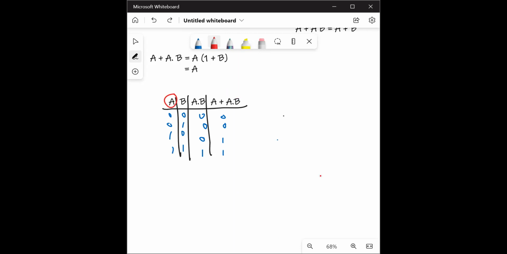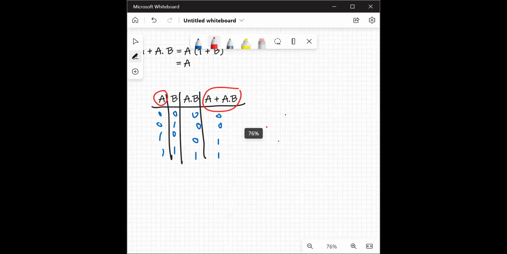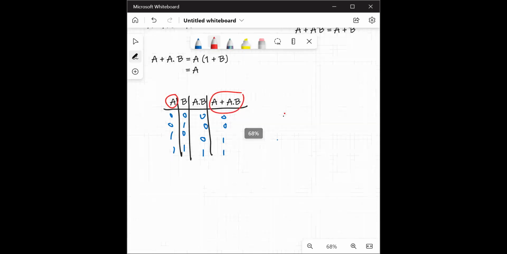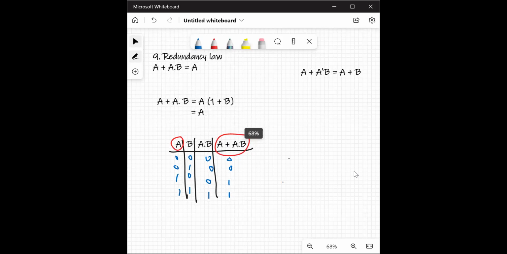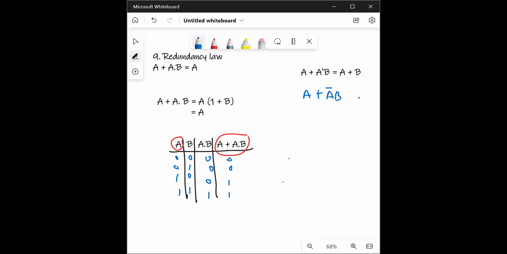right? Both are identical, which means that B is redundant, right? B is redundant. So that's what we call this redundancy law. This is called redundancy law. Okay, so the next one we call redundancy law.